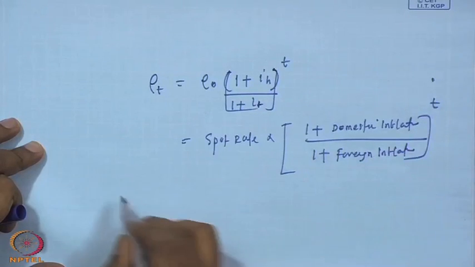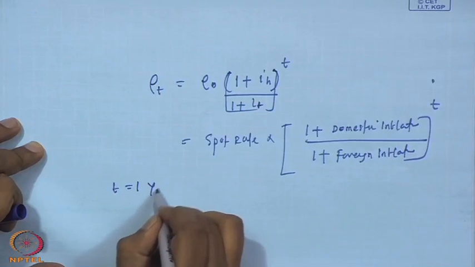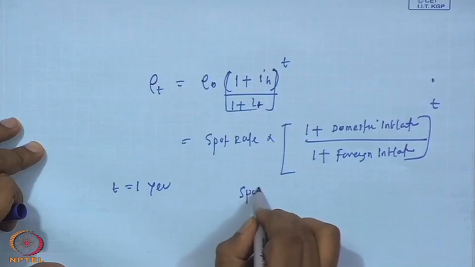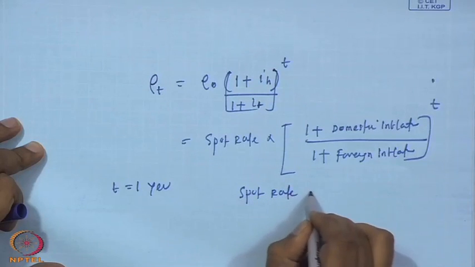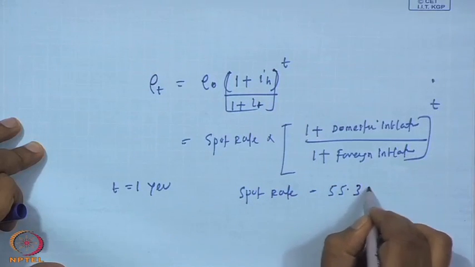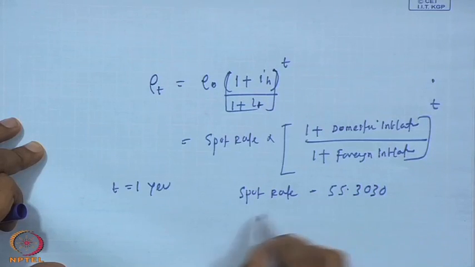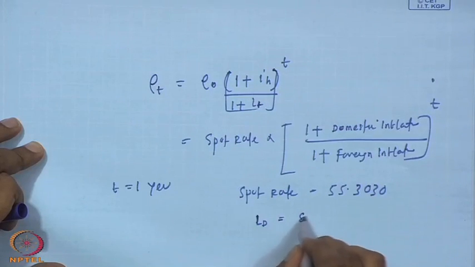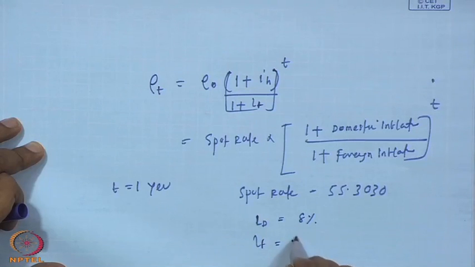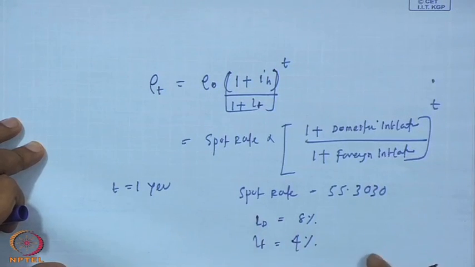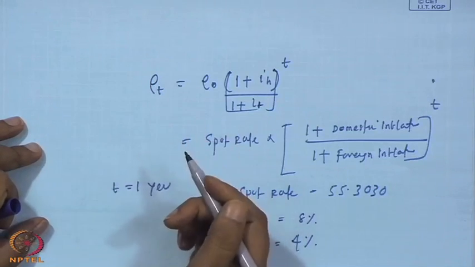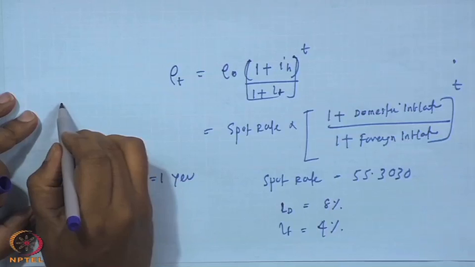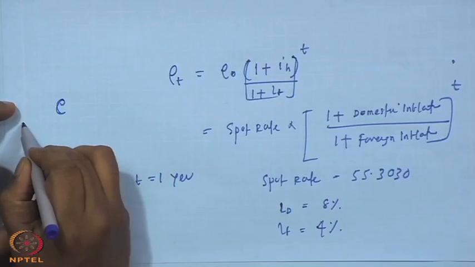to the power t. Here suppose t is 1 year, then the current spot rate is something around 55.3030, and for domestic inflation I put here 8% and foreign inflation I put 4%. Then you can calculate what will be the exchange rate between the two countries after 1 year. So, after 1 year, time period t is equal to 1.